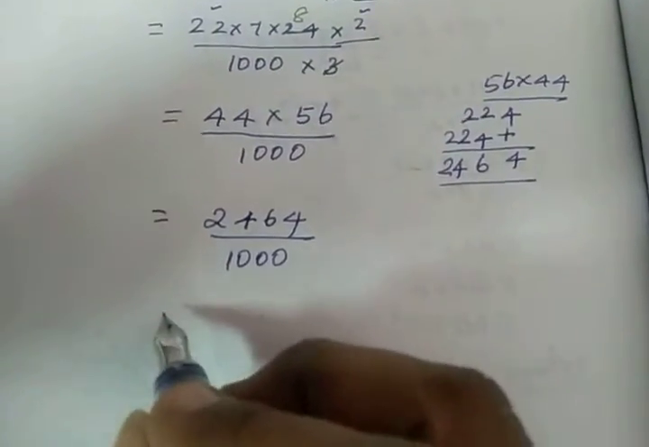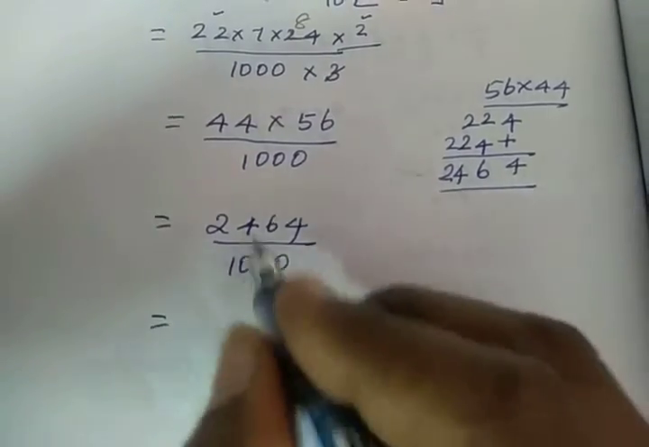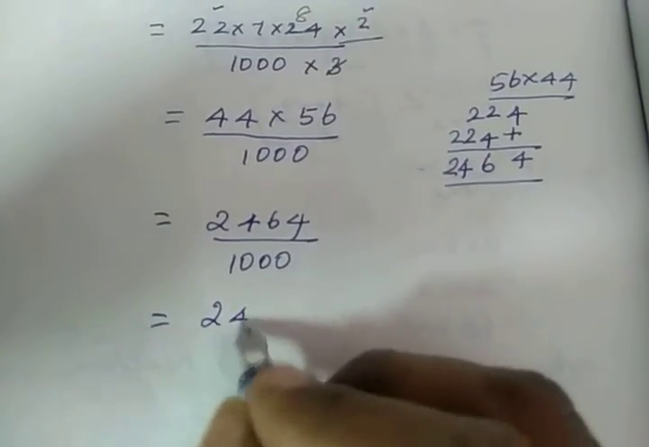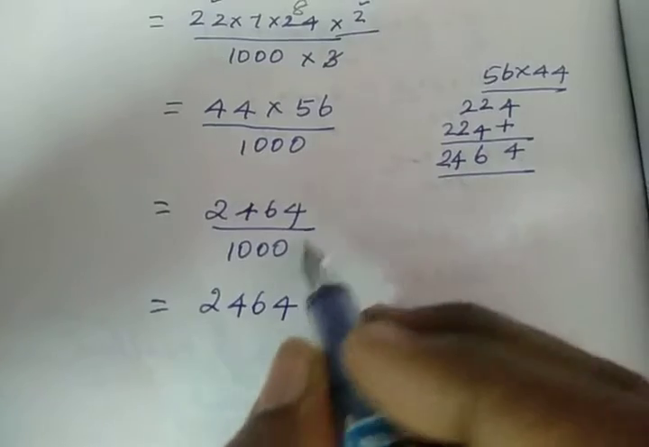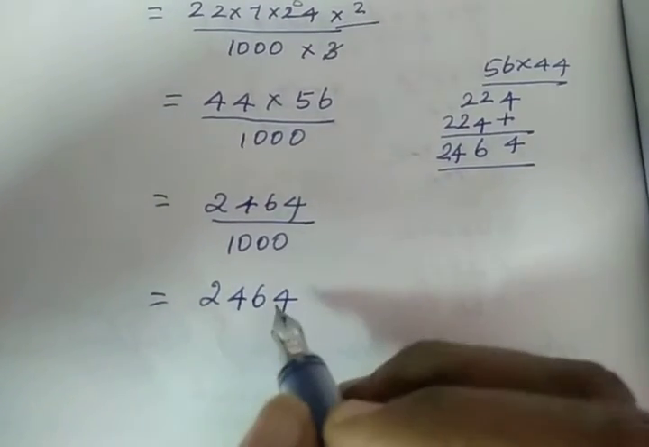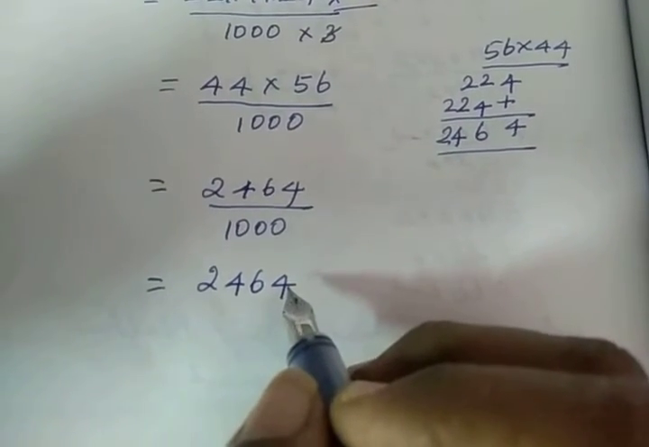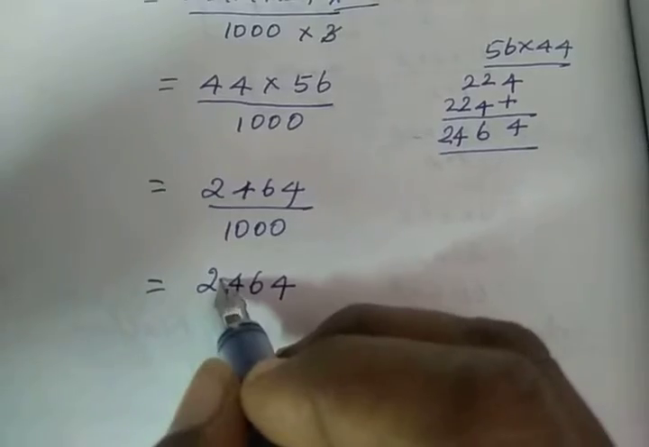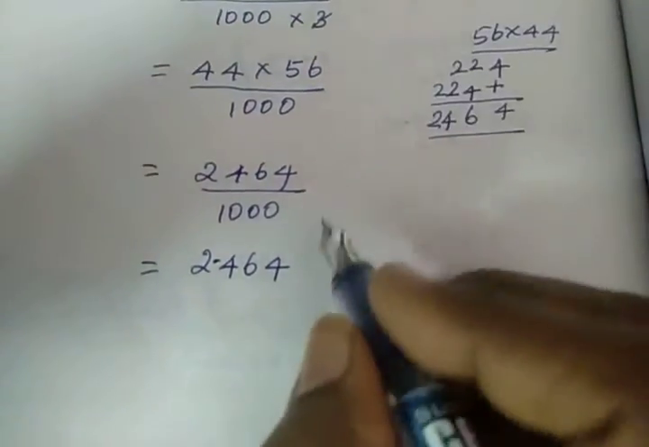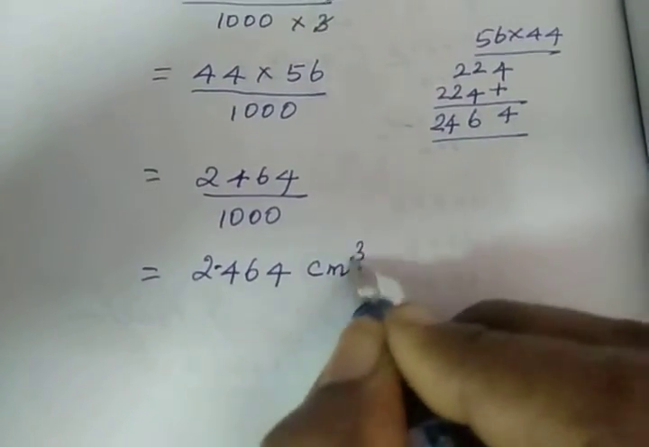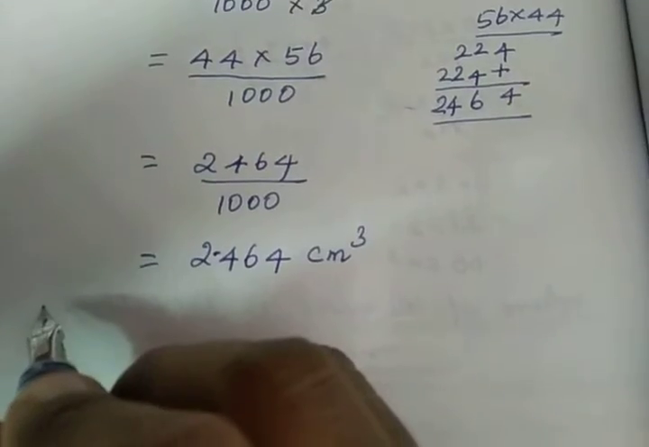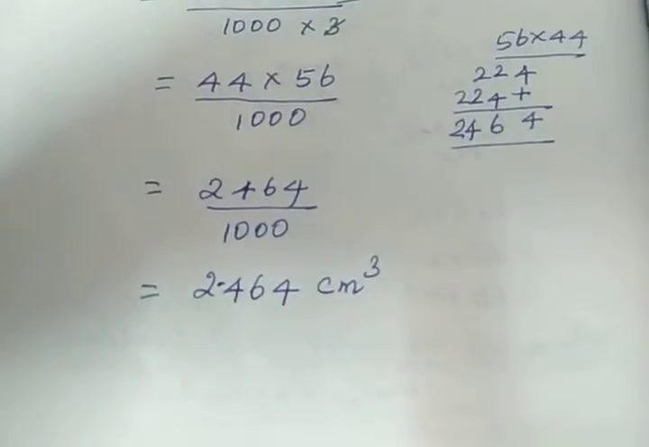So when you divide a number by 1 followed by zeros, it is easy for calculation. Write the numerator as such. You would have studied this in lower classes. How many zeros are there? 3 zeros. Count from the last 3 digits, 1, 2 and 3. So you will have 2.464 centimeter cube. This is the volume of the remaining solid.